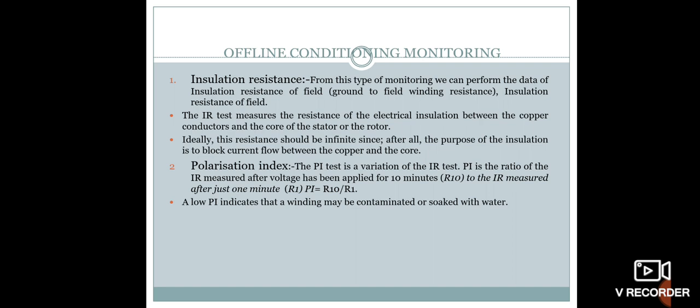The second point is polarization index. The polarization index test is a variation of the insulation resistance test. Polarization index is the ratio of the insulation resistance measured after the voltage has been applied for 10 minutes, R10, to the insulation resistance measured just after 1 minute. A low polarization index indicates that a winding may be contaminated or soaked with water.